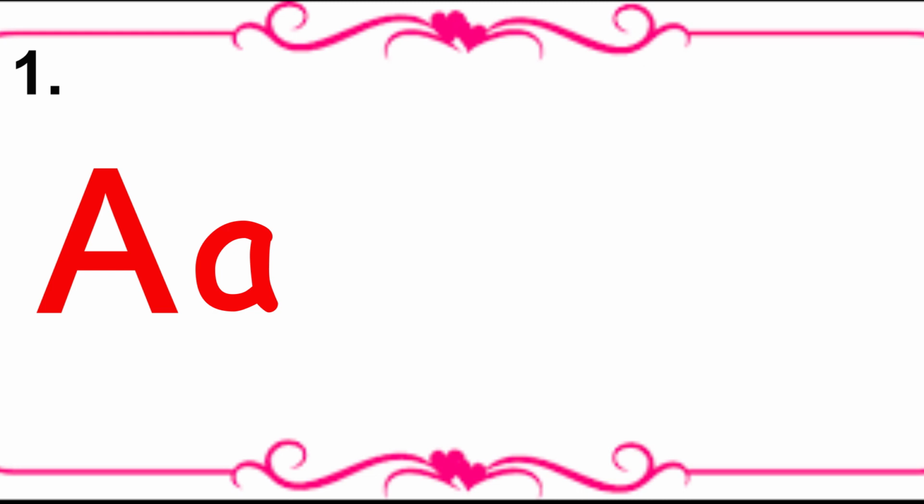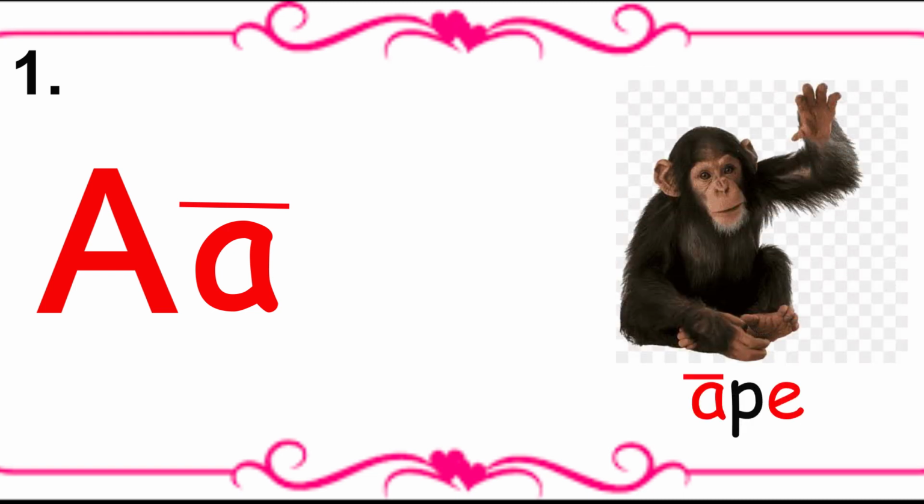Let's begin with the letter A. This is the letter A, and the long A makes the A sound. Can you say the sound with me? A. A, as in ape, the beginning of the word ape. If you notice in the word ape, the first vowel A is pronounced as a long sound, A, and the second vowel, the letter E, is silent. So the first vowel makes a long sound, while the second vowel is usually silent.